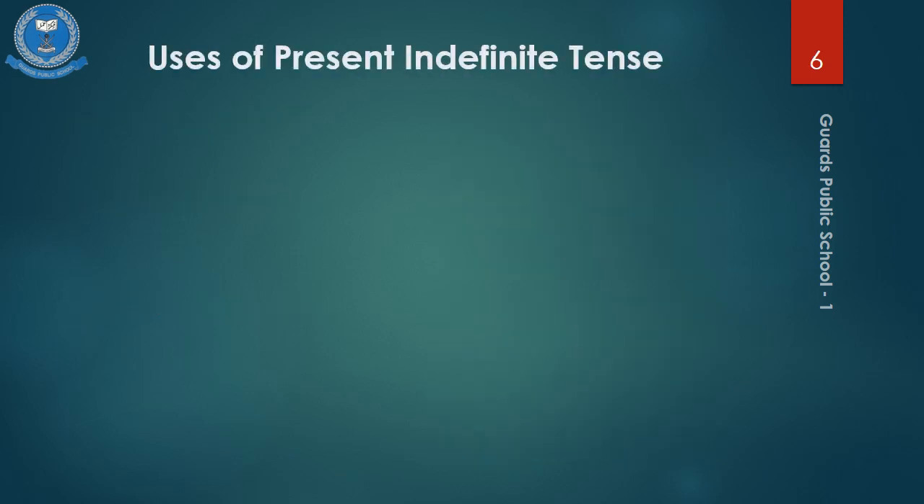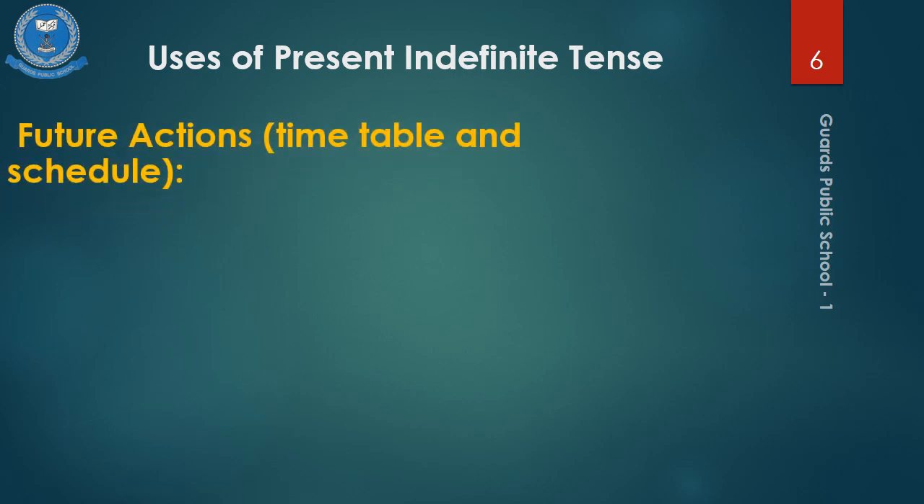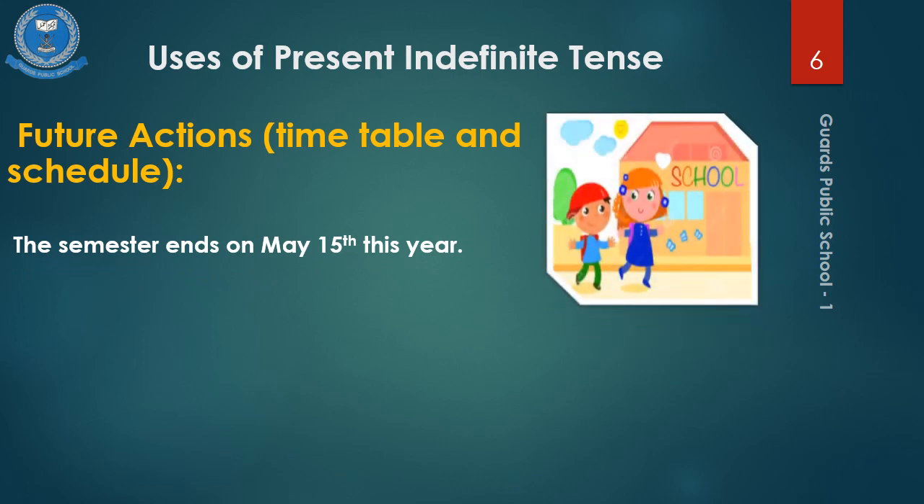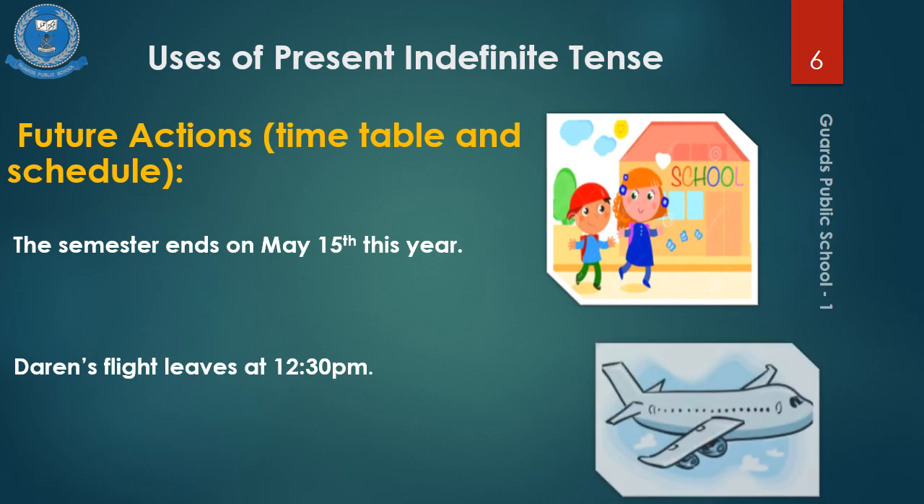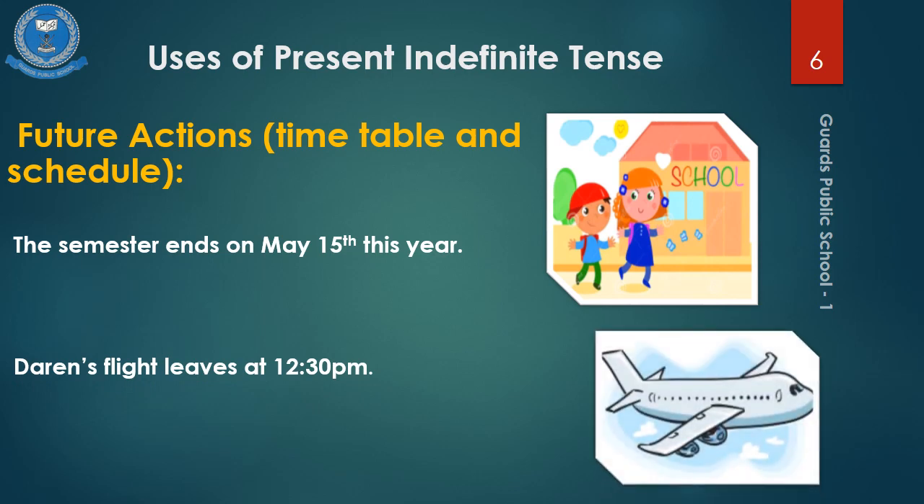And the fourth one is future action. We use the present indefinite for actions and events that are set by a timetable. These timetables are fixed and do not change because they are officially decided and announced to do. For example, the semester ends on May 15 this year. It means the date has been officially decided and announced. The next example is Terrence's flight leaves at 12:30 p.m. This is the flight scheduled departure time set by the airline.